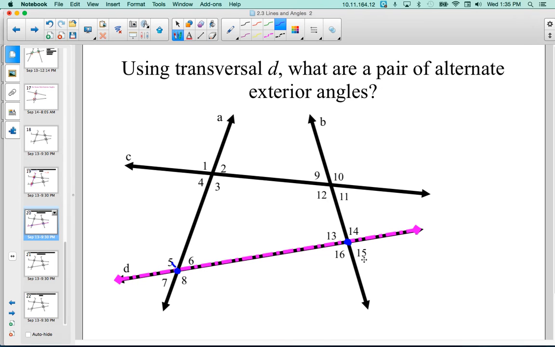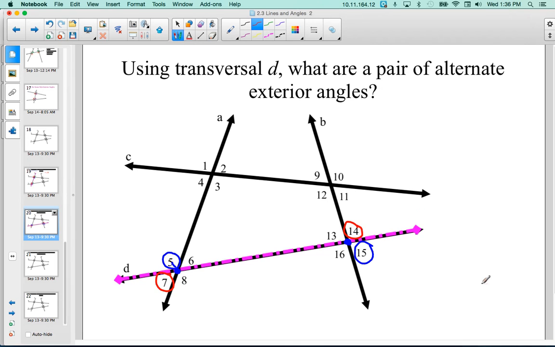What are the pair of alternate exterior angles? Let's pick 5. That's an exterior. And that's going to be paired with, I have to go on the other side, non-adjacent, 15. 5 and 15 are a pair of alternate exterior angles. The other pair we have here is 7 and 14. So there are two pairs of alternate exterior angles. But again, we had to identify the transversal first.